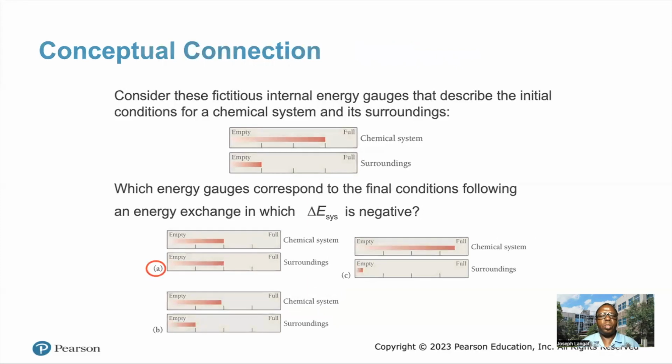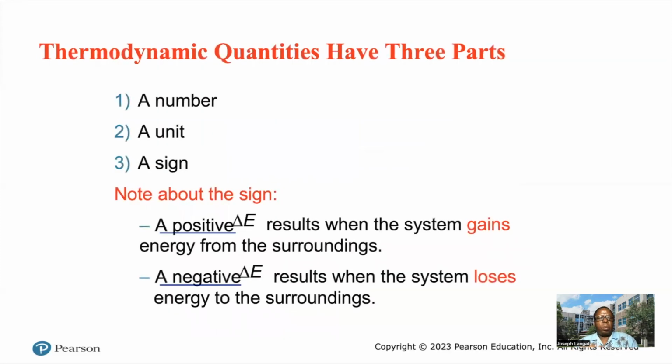Now, let's move on to looking at the 3 parts of thermodynamic quantities. It has a number, it has a unit, and it has a sign. Remember what we were talking about, the sign, negative, positive, you need to understand it. As usual, in chemistry or in science in general, a number has to have a unit, otherwise it will just be meaningless. We just looked at the conversion of energy between different units, either in calories or in joules. So we must have a unit attached to it.